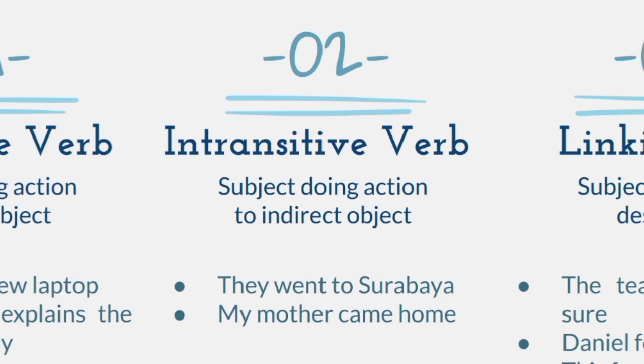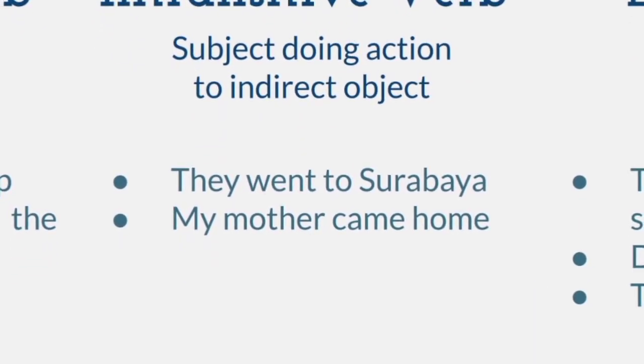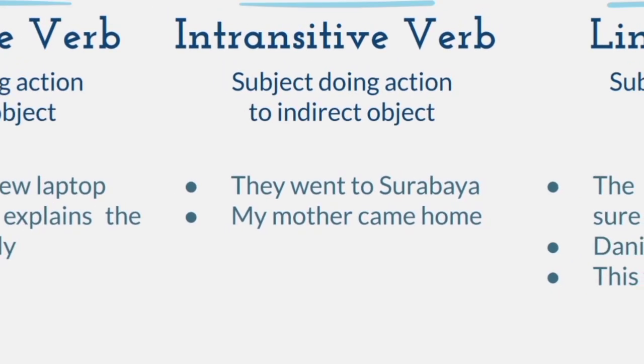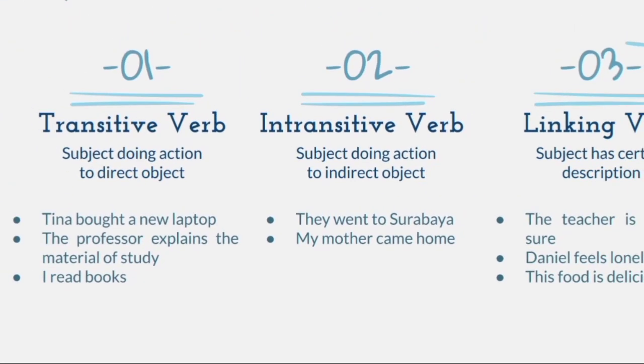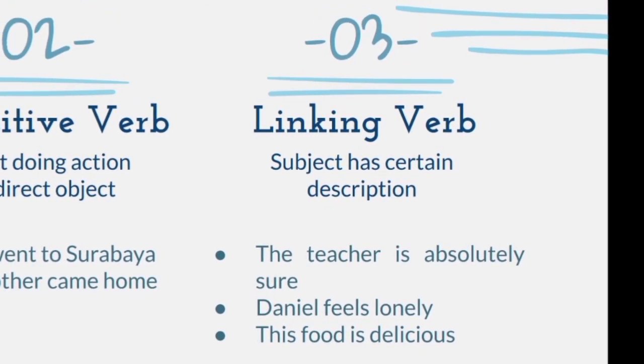Independent clause with intransitive verb is to explain about the subject doing action without touching direct object. For example, they went to Surabaya. My mother came home. Then linking verb. Independent clause with the linking verb is to explain that the subject has a certain description. To give that description, a complement of the subject is needed, namely subject complement.